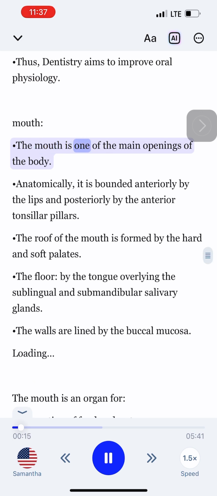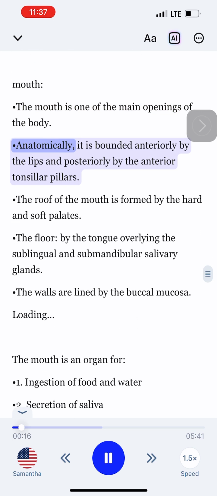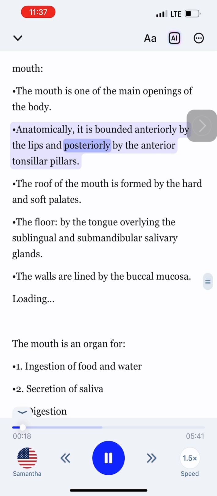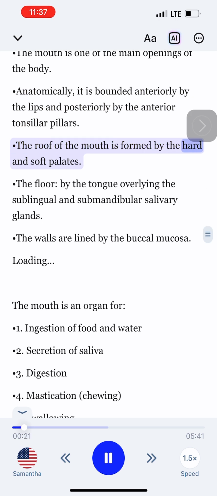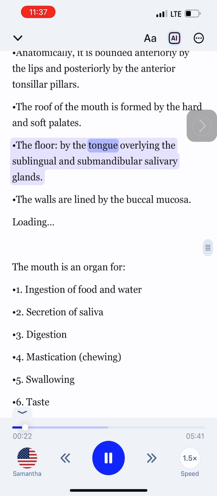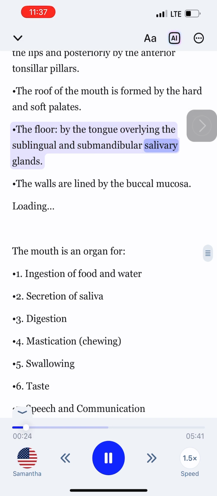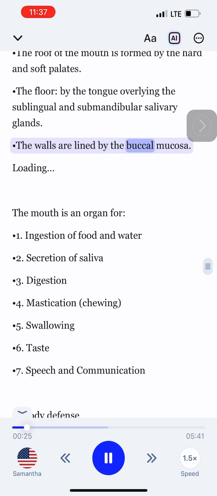Mouth. The mouth is one of the main openings of the body. Anatomically, it is bounded anteriorly by the lips and posteriorly by the anterior tonsillar pillars. The roof of the mouth is formed by the hard and soft palates. The floor, by the tongue overlying the sublingual and submandibular salivary glands. The walls are lined by the buccal mucosa.